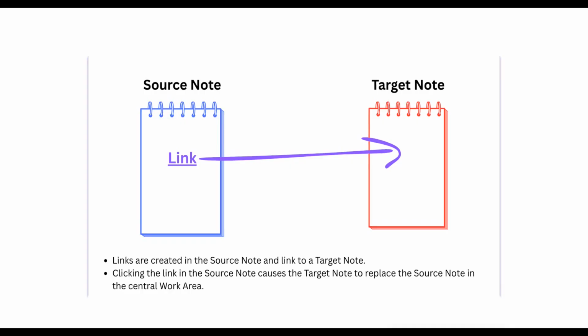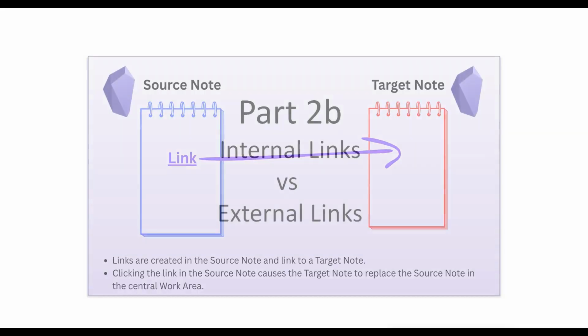As the illustration shows, links are created in the source node and they link to a target node. When you click on the link in the source node, that causes the target node to replace the source node in the central work area of your vault. In other words, the target node now becomes the focus.